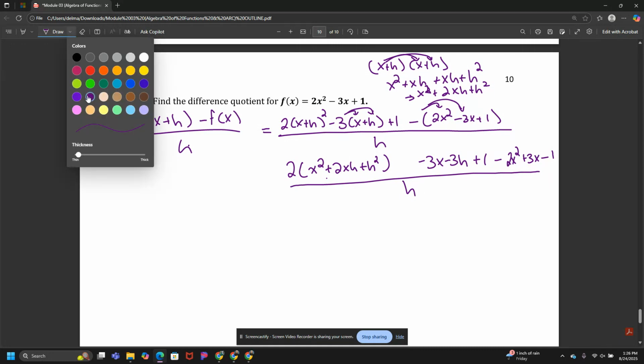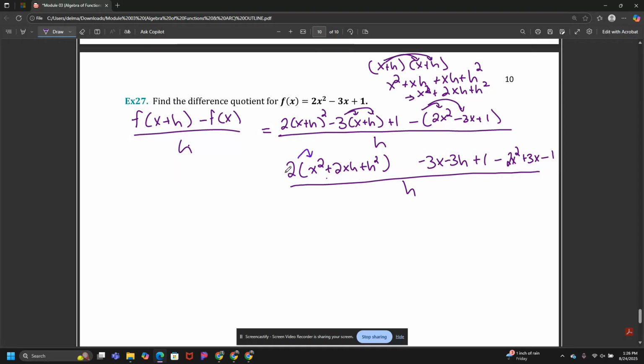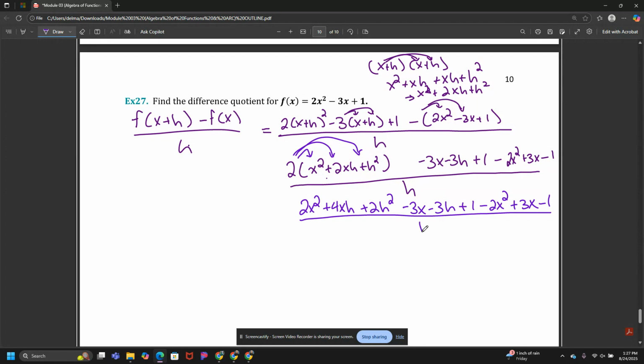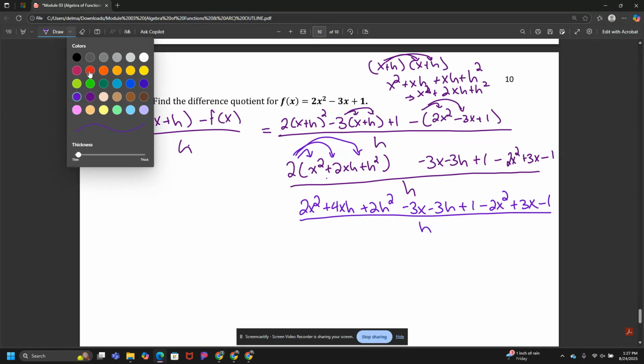Now let me change my pen. So we're going to multiply. So that becomes 2x squared plus 4xh plus 2h squared minus 3x minus 3h plus 1 minus 2x squared plus 3x minus 1. Okay, it's just a lot of carrying it down. It's kind of what we got to do.